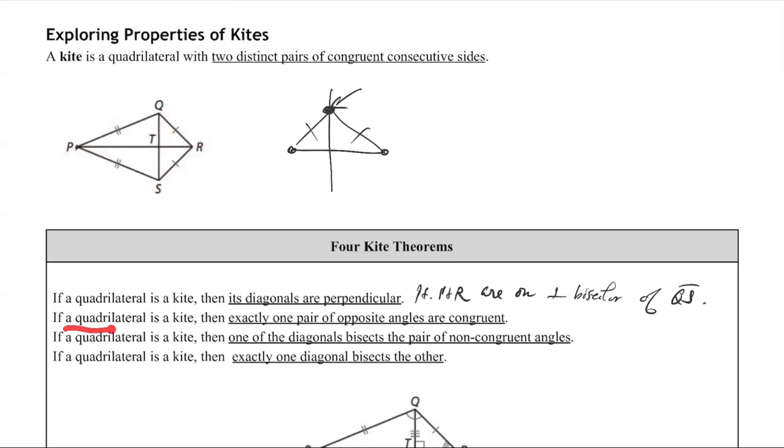And then the second one says if the quadrilateral is a kite, then exactly one pair of the opposite angles are congruent. Well, one of the things you could do is show that this triangle and this triangle are congruent by saying that PR is equal to PR by reflexive property. So PQR is congruent to PSR, right? That tells you that this angle and this angle are the same, and this angle and this angle are the same, right?